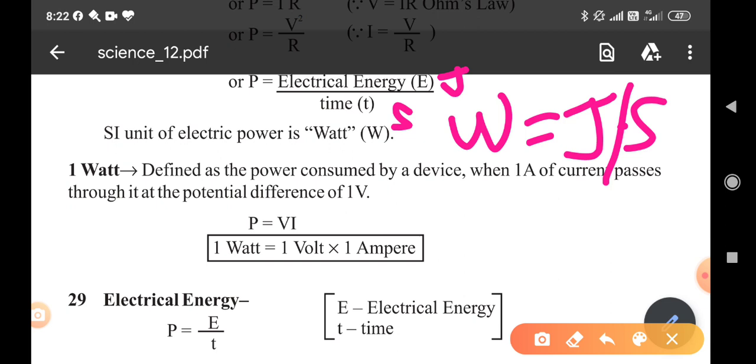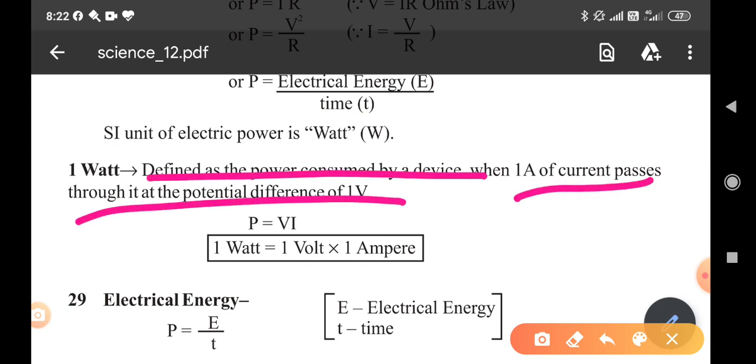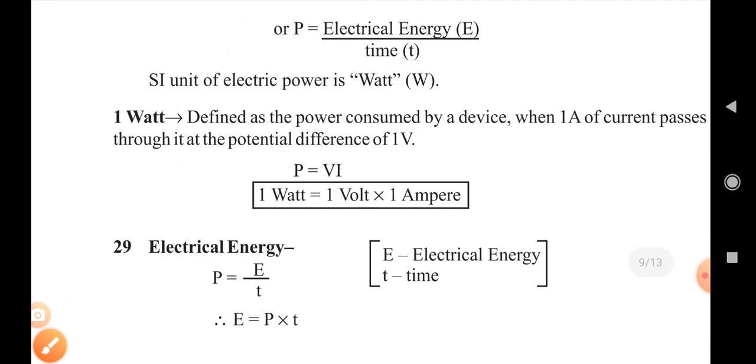Also, we can define 1 watt as the power consumed by a device when 1 ampere of current passes through it at a potential difference of 1 volt. P equals VI. It means 1 watt equals 1 volt into 1 ampere. We also state that 1 watt equals 1 volt ampere.